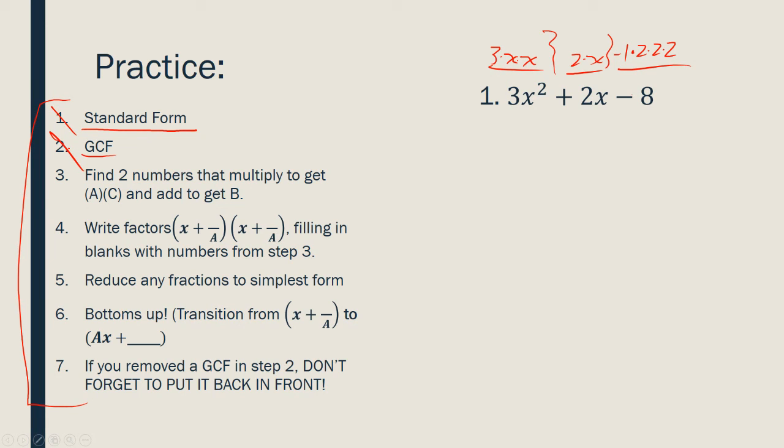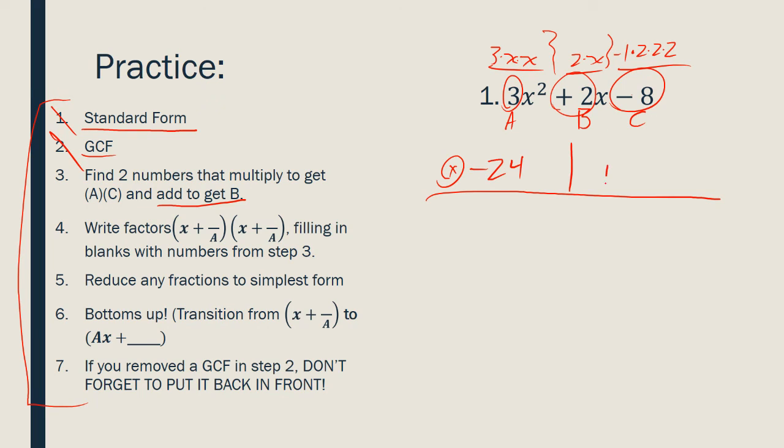Now I need to find two numbers that multiply to get AC and add up to B. So when my quadratic is in standard form like this, here's A, here's B, here's C. So if I multiply A and C together, 3 times negative 8, I get negative 24. So I'm trying to find two numbers that multiply to make negative 24 and add to get B, or add to get 2.